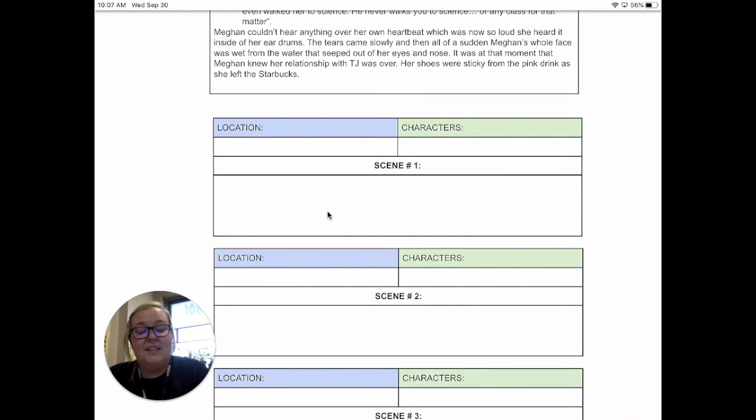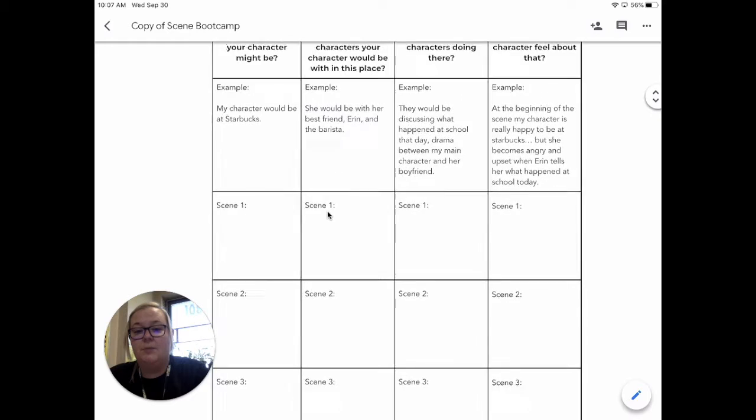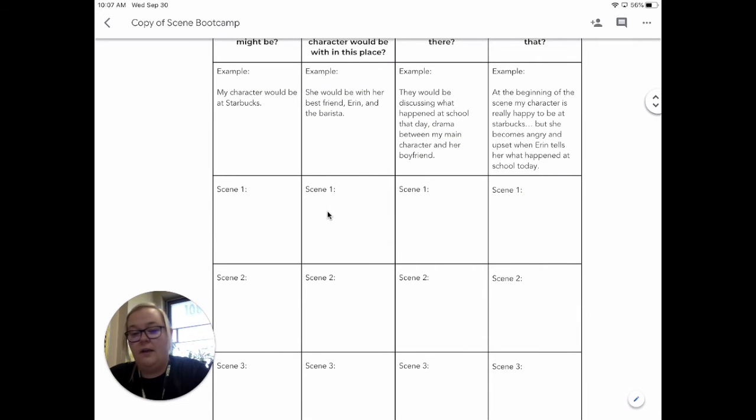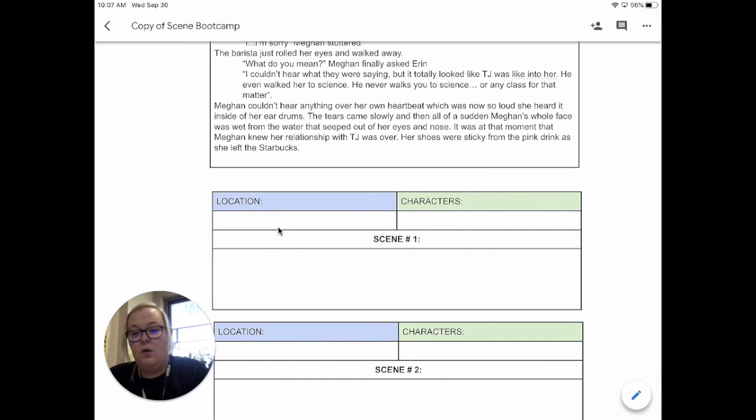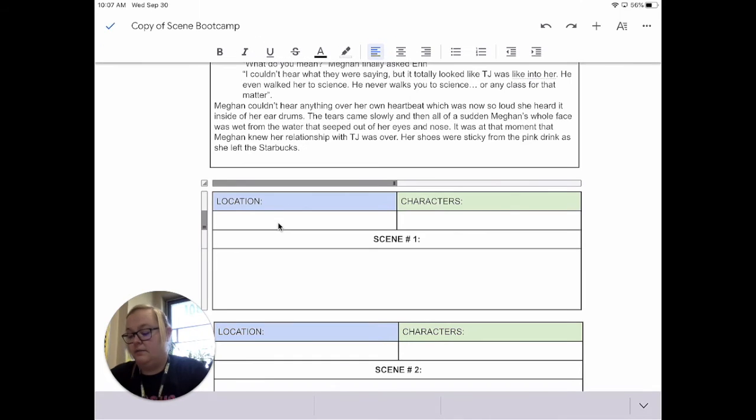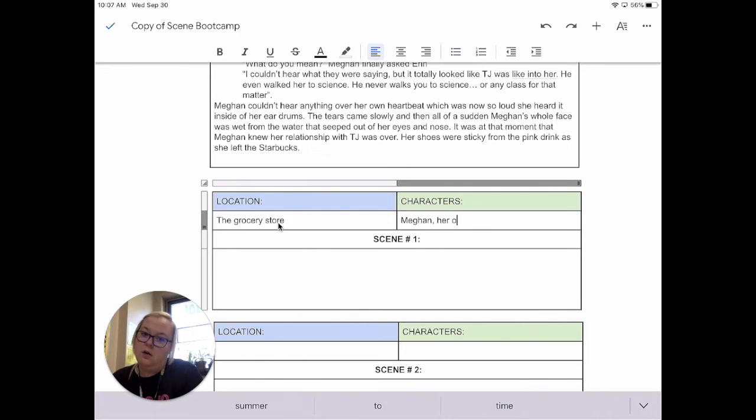All right, so when you're ready to type your first scene today, you're going to go back up to this planning document and you're going to say, okay, my scene takes place here. So in this location box, you're going to tell me where it takes place. So if I said the grocery store, okay, and the characters. So Megan, her mom, and her little sister, Stacy. Okay, then in this box, this is where you're going to actually type the scene.